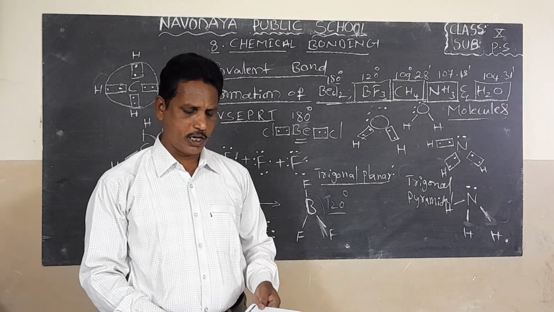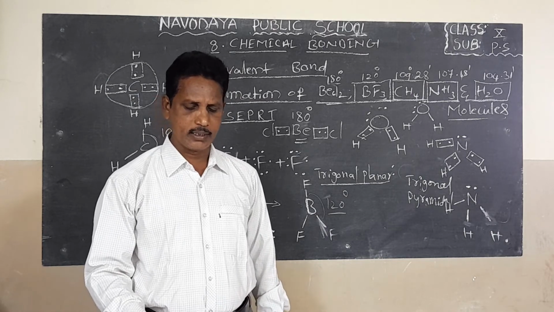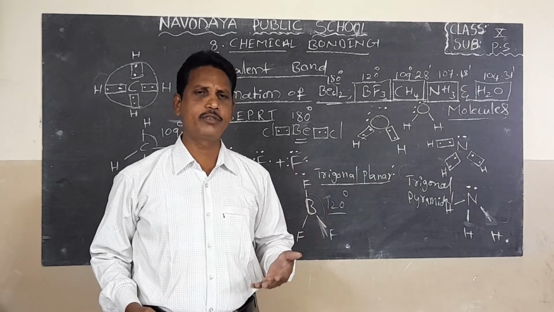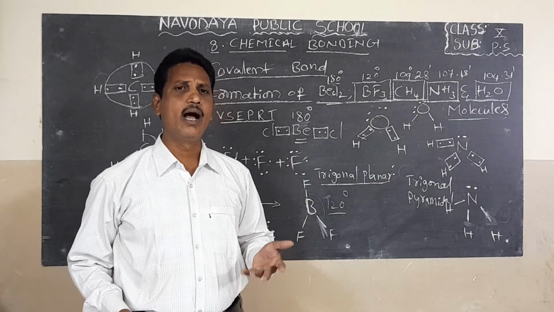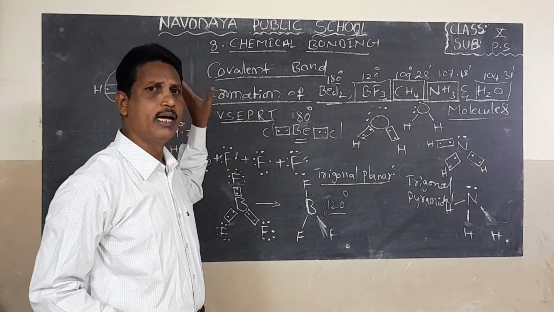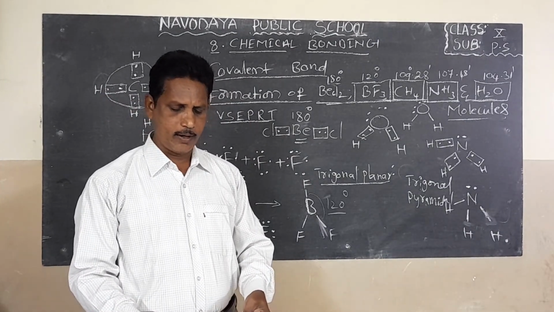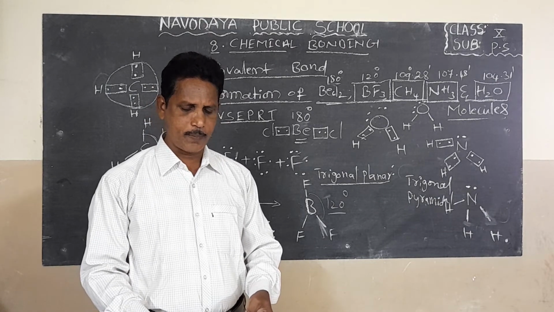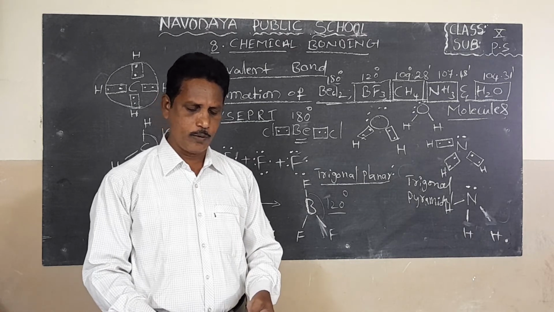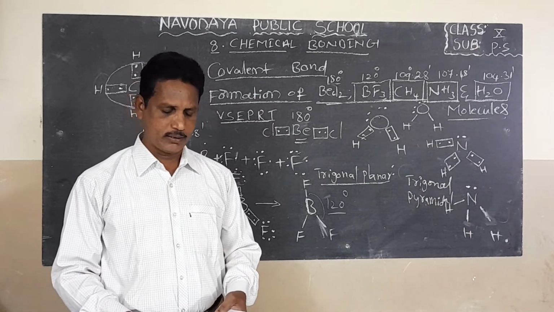V shape, or bent shape, or angular, instead of the tetrahedral shape as in CH4. The shape of CH4 is tetrahedron; tetra means 4. Due to lone pair-lone pair repulsion, the bond angle of the H2O molecule is 104 degrees 31 minutes.